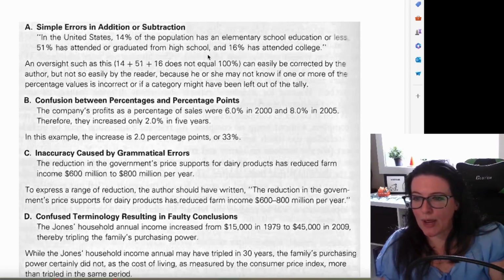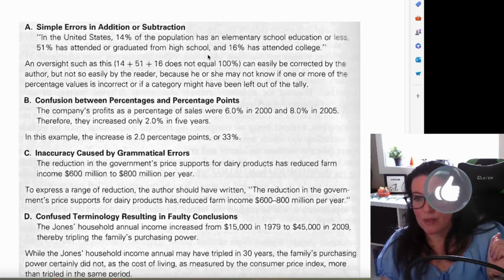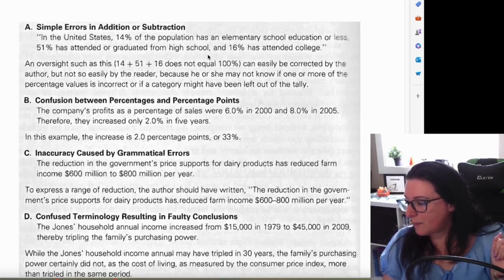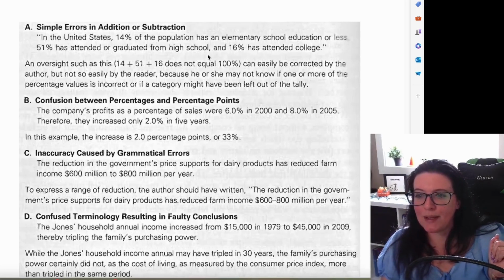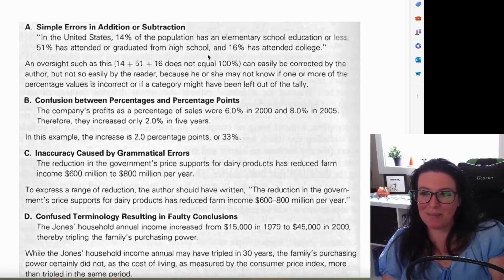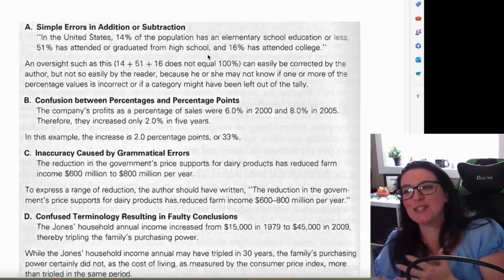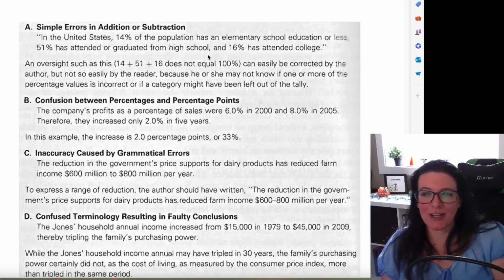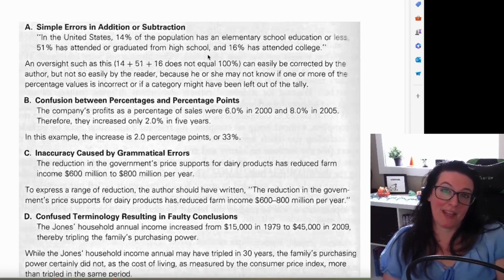The Jones household annual income increased from $15,000 in 1979 to $45,000 in 2009, tripling the family's purchasing power. So we want to make sure that it is clear what is actually happening here, right? The challenge with this statement is that that's a 30-year span, and yes, their income is 3 times what it was 30 years ago, but what was inflation during that time?